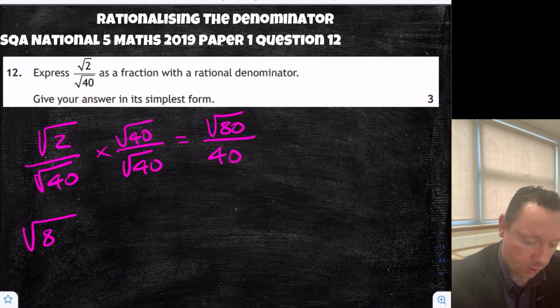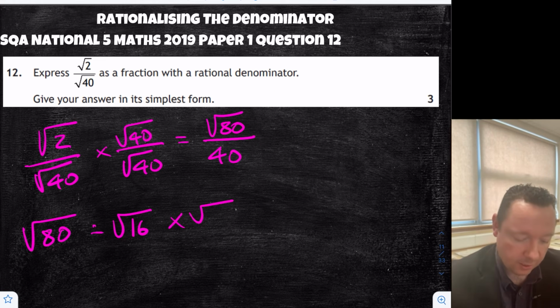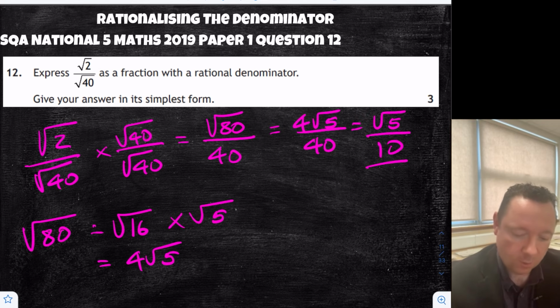So simplifying our root 80, I'm looking for two numbers that multiply to make 80. One's a square number, the biggest you can find. 16 goes into it 5 times. So that is 4 root 5. So our final answer is 4 root 5 over 40. 4 goes into 40 10 times, so that's root 5 over 10, and we're done there.